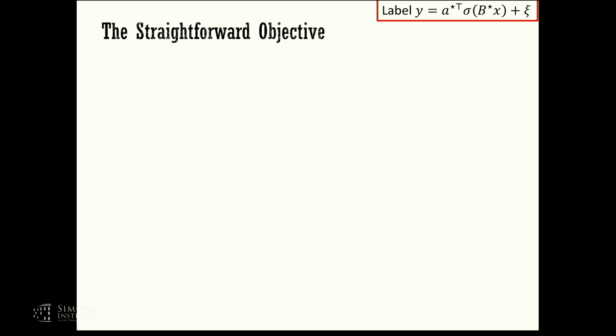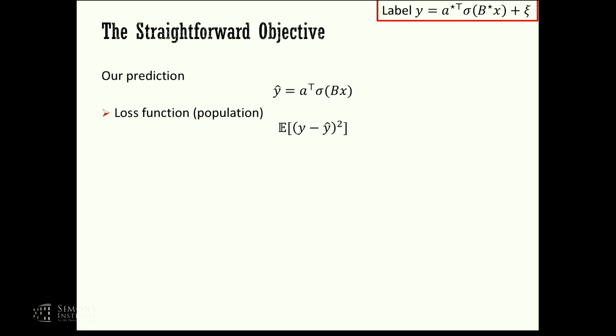So let's start by thinking about the straightforward objective. Because we have additive noise, it makes sense to use an L2 loss. Our parameterized model is just the same as our assumption. We have B and A as variables, with the same shapes as A star and B star, and this is our prediction. Our loss is just the expected square loss. This is the population loss.